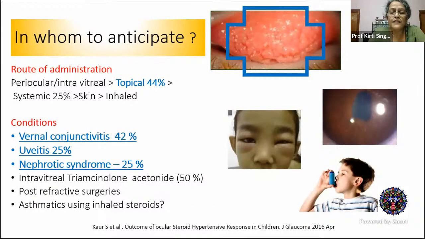Having found out the risk factors and having found out the etiology, let's see now in whom we should anticipate it. We know by now that periocular and intravitreal steroids cause more steroid responsiveness than topical, and systemic comes afterwards, followed by skin applications or inhaled steroids. Now, the condition in which these steroids are used, the common culprit is vernal keratoconjunctivitis, which is responsible for almost 50% of SIGs.